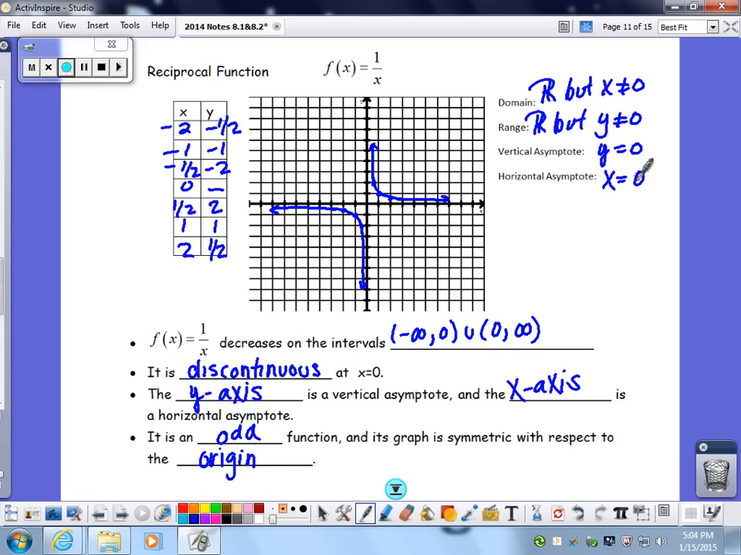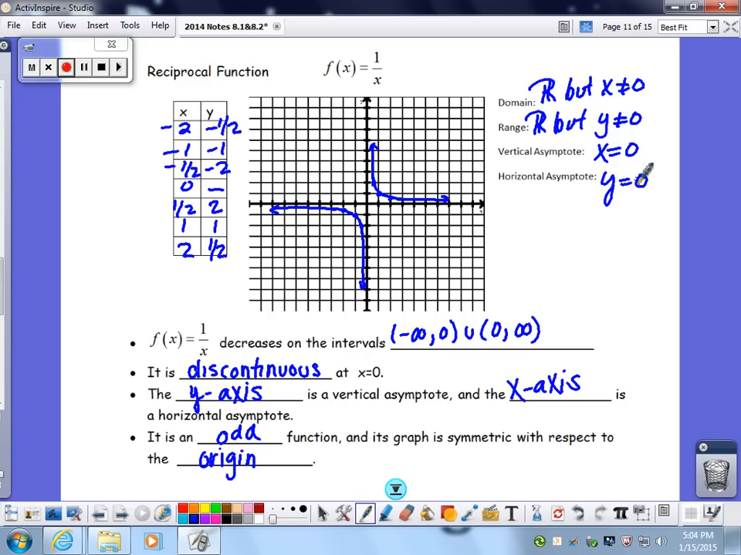Oh, got that backwards. Try that again. Rewind. We got a vertical asymptote at x equals 0 and a horizontal asymptote at y equals 0. Vertical asymptotes are always x equals. Horizontal asymptotes are always y equals.